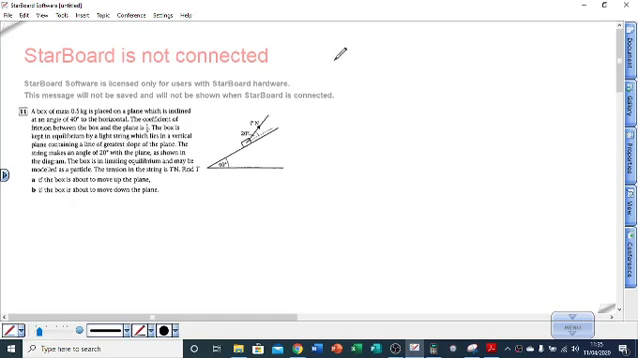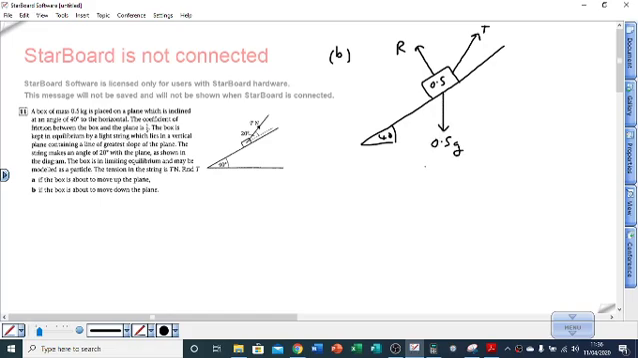Okay, part B. Drawing this out again. We've got 0.5, you've got 40 degrees. You've got the tension going off at an angle of 20 degrees. There's the tension, you've got the normal reaction, and then you've got the weight dragging it down like that, which is 0.5 G.